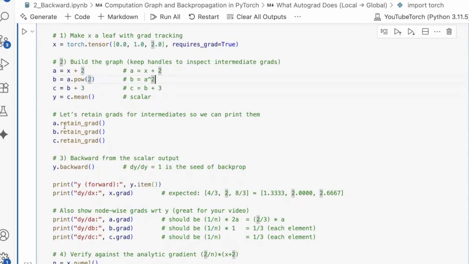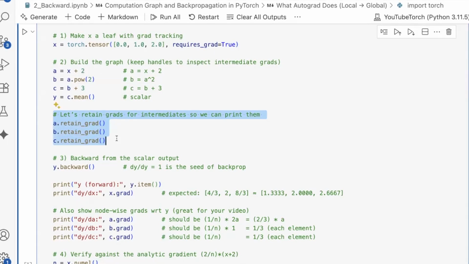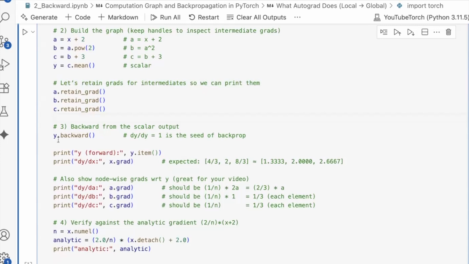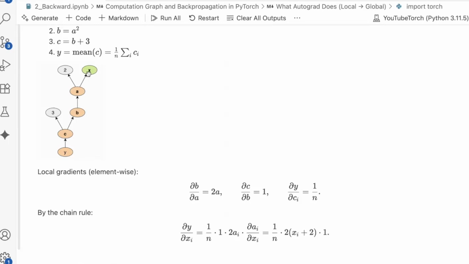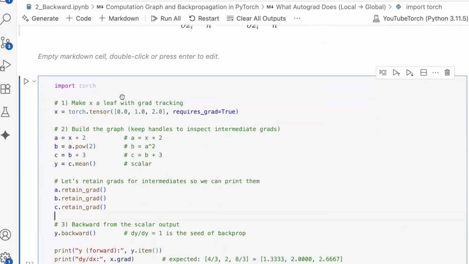Once you define these, and again you need to do this if you want to know these intermediate partial derivatives or gradients, you then use y.backward. Remember, when you say backward, it's exactly this idea: we want to go backward and find these gradients. The gradient of y with respect to x, or the partial derivatives of y with respect to x, is stored in x.grad. Basically, it's an attribute of this tensor.